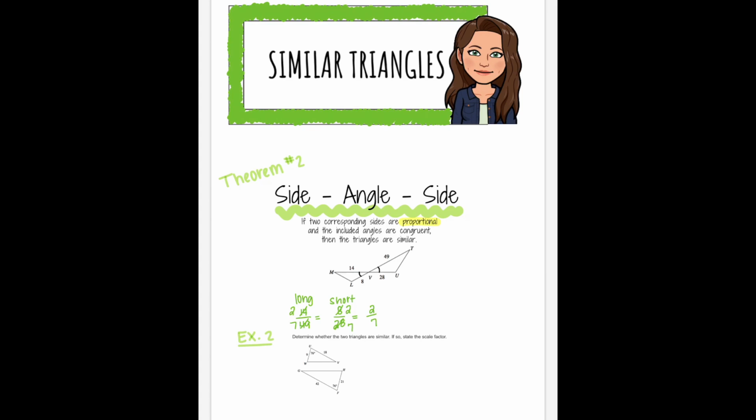So the two sides are proportional and they have an angle between them that is congruent. So to show you this a little bit clearer, the triangle on the left has two sides that are proportional to two sides of the triangle on the right, and the angle between those proportional sides are congruent.